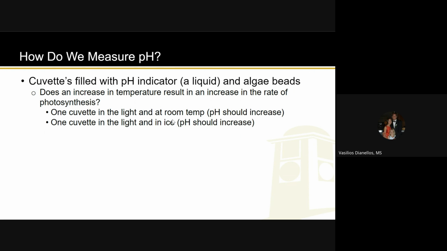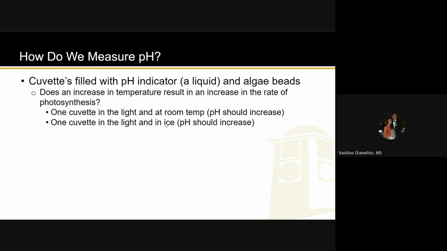Also, I should point this out, and I really could be saying this for all the experiments, but I'm only going to use this example for this one experiment. But again, what I'm about to say could be applied to all the experiments. We could make this experiment better. So again, we have one at room temperature and we have one on ice.